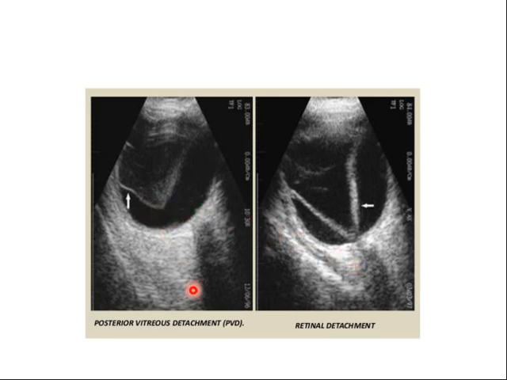And in this case, this is posterior vitreous detachment, as I discussed. It's a thin membrane seen in front of the optic disc, and it's not connected to it. So if it's connected to the optic disc, it's retinal. If it is not, it is vitreous.